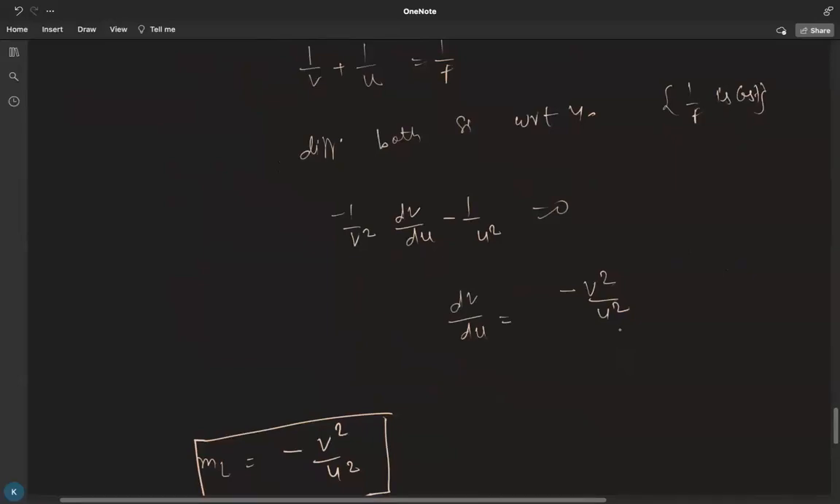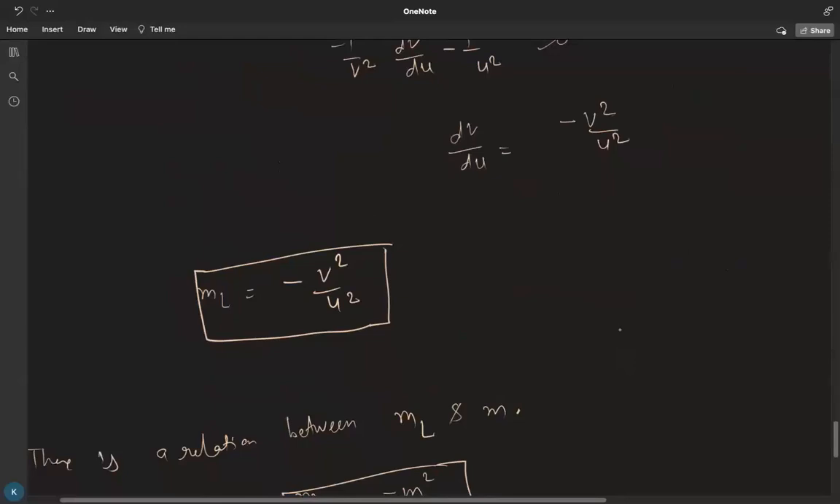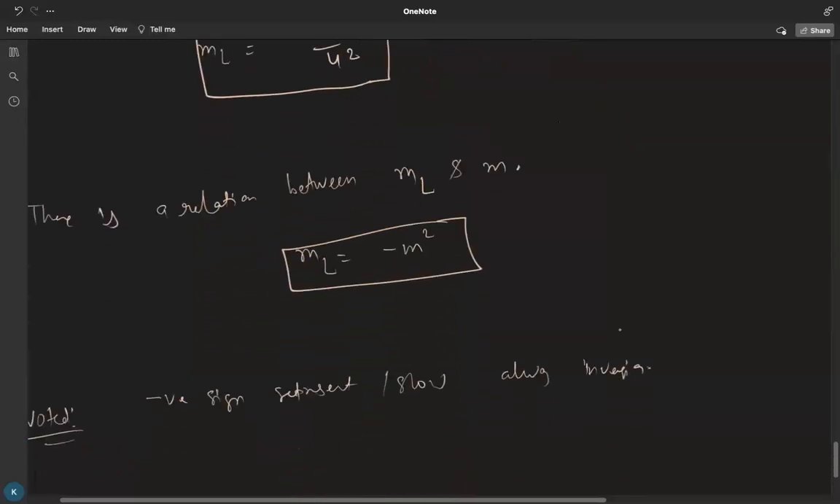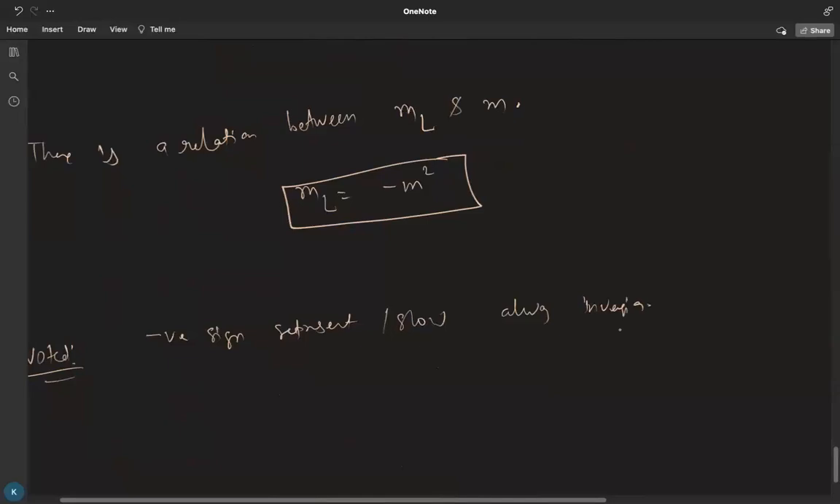And when I saw the term minus v square by u square, I immediately recalled that v by u is our transverse magnification. So we got two things here. The first thing we got is the longitudinal magnification formula. And the second thing, we got a relation between longitudinal magnification and the transverse magnification. The relation is that longitudinal magnification is equal to negative of the square of transverse magnification, right? And the negative sign just represents that the image is always inverted. This is only representing that, right?